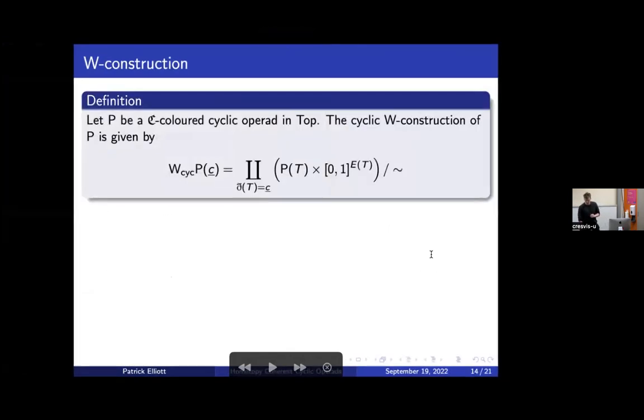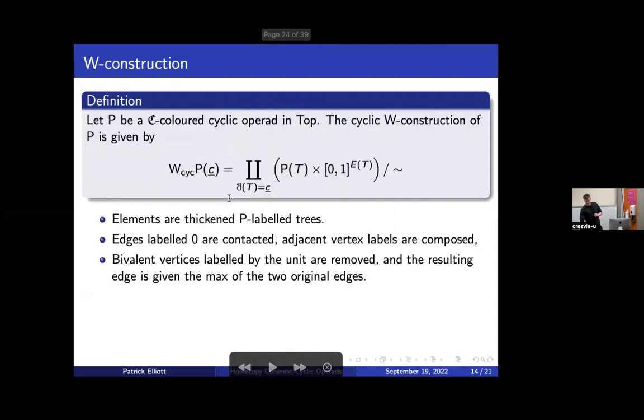Well, the cyclic W construction is this horrible looking guy. The elements of this are P-labeled trees. So this is what this set here represents. It's a length for each internal edge, an operation for each vertex. This coproduct is over all trees whose legs are colored by this profile of colors C. And we have this equivalence relation where we say that if the edge is labeled by 0, just contract it, and the two adjacent operations on vertices are composed.